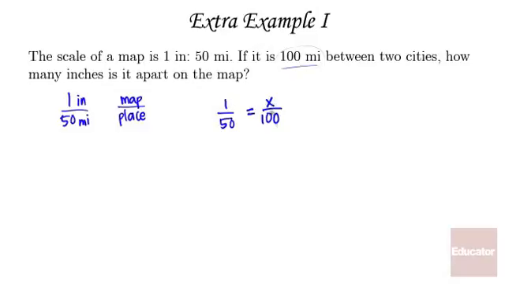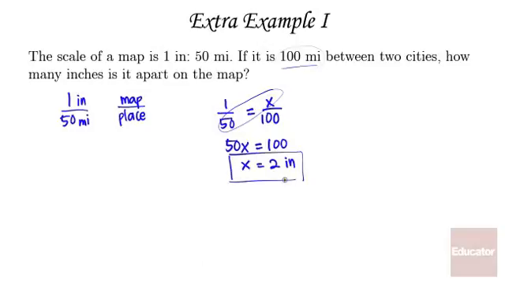Now, we can solve this. If we're going to use cross products, 50 times x is 50x. Remember, number times letter, you just put them together like that, equals 1 times 100 is 100. Then to solve for x: 50 times x equals 100. So 50 times what equals 100? I know that x is 2 because 50 times 2 is 100. So that is inches, right? So x is 2 inches. So on the map, it's 2 inches apart.